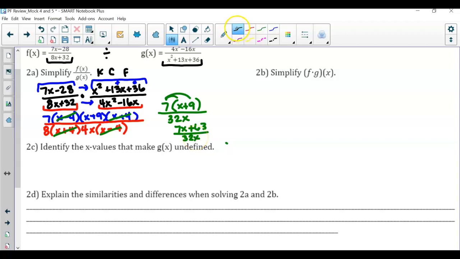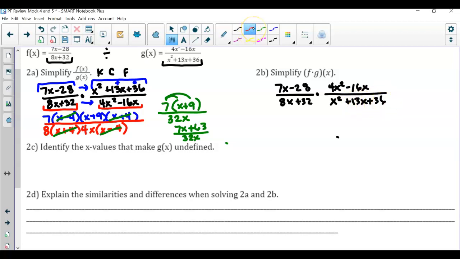Now in 2b, this is multiplication. So do we need to keep, change, and then flip? No, we are just going to multiply. So again, 7x minus 28 over 8x plus 32. But we're going to multiply that by, keeping it as is, 4x squared minus 16x over x squared plus 13x plus 36.